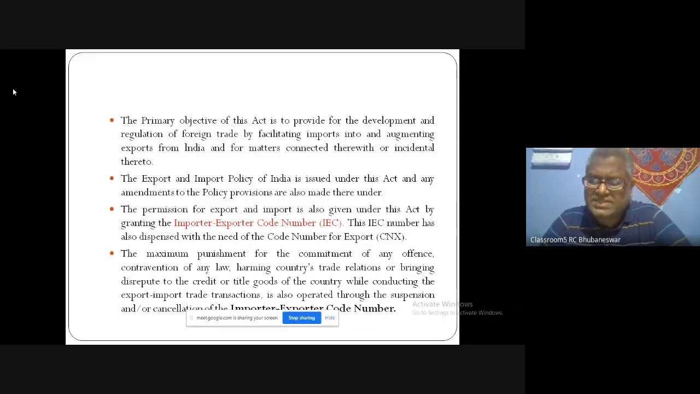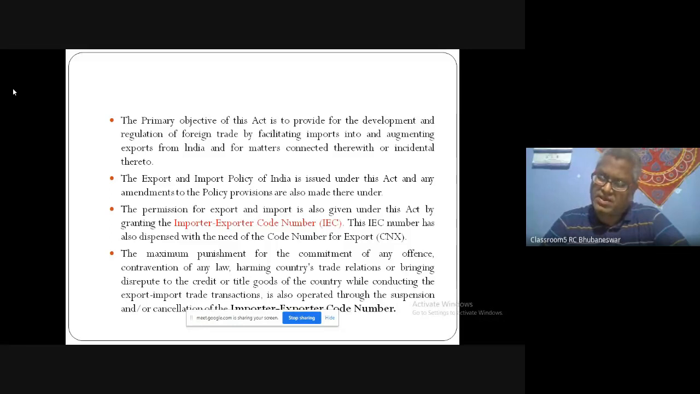The question is, what is code number? That code number is called the importer exporter code number. I am reflecting my slides. That is called the IEC number. This is the first point.